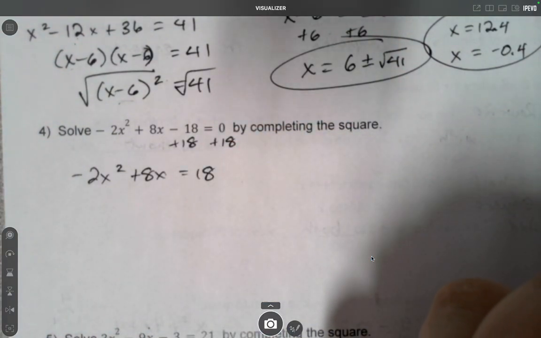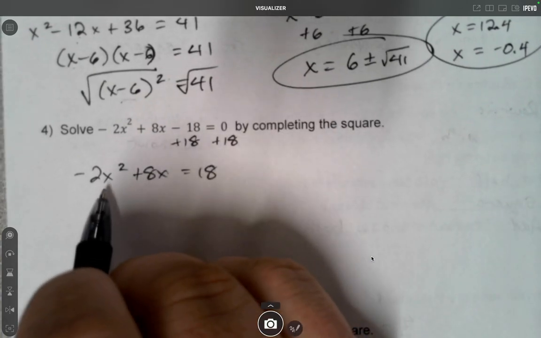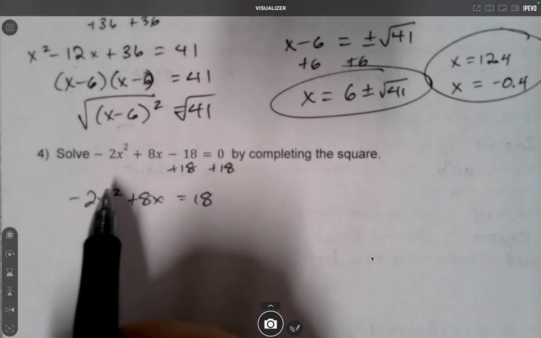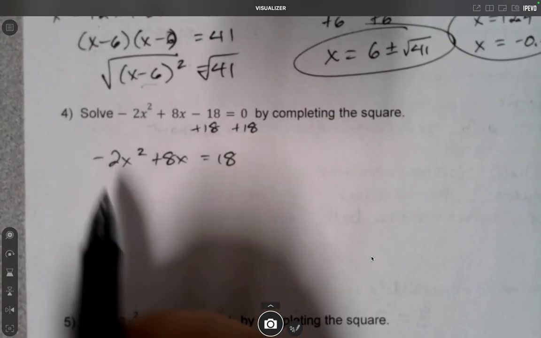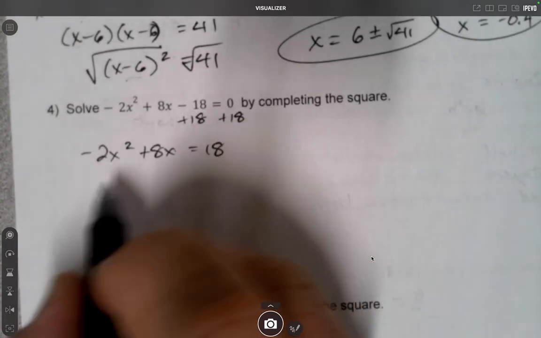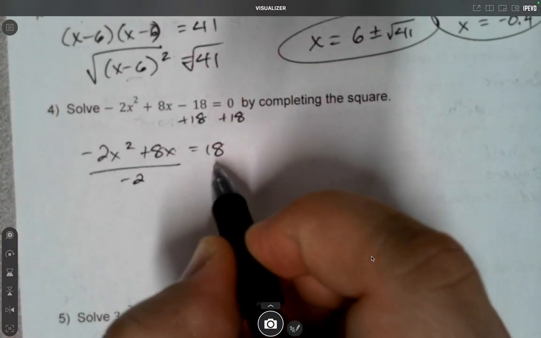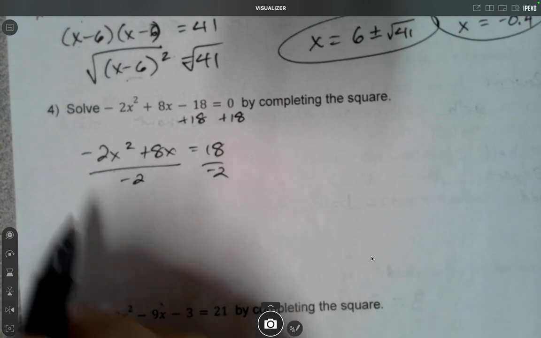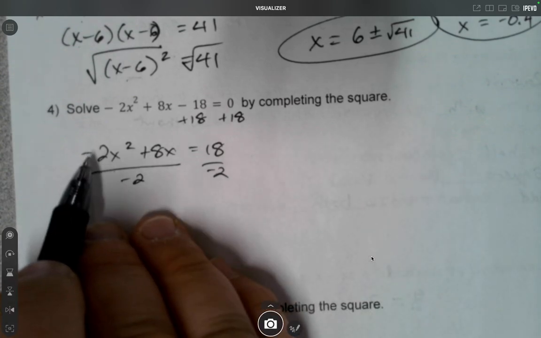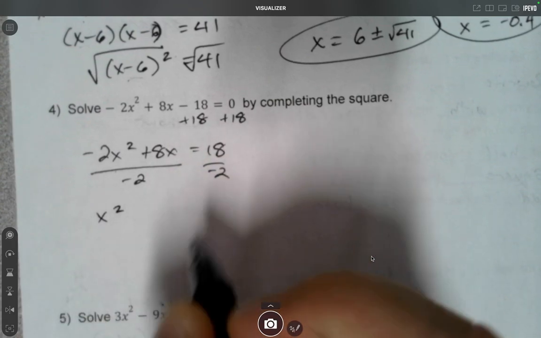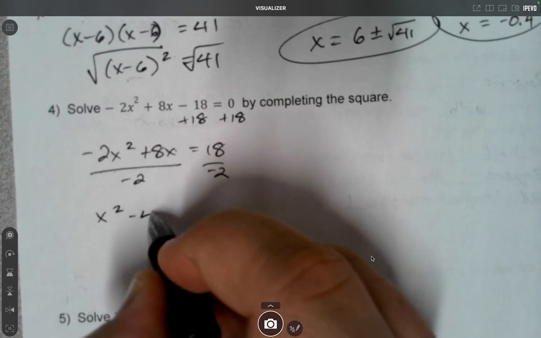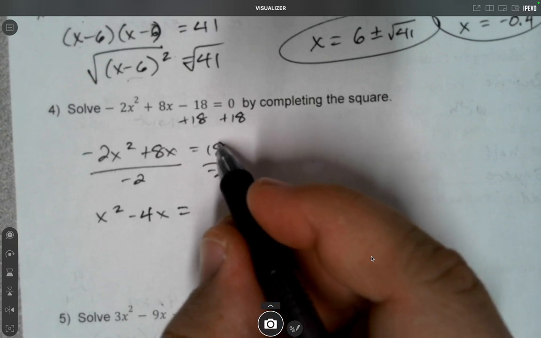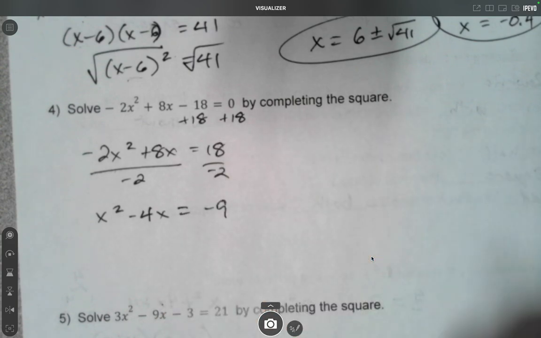One thing I need to add to this is with completing the square, you always want it to be just x squared. So if you have a coefficient in front of x squared, you need to divide everything by that number. So I need to divide everything on both sides by negative 2. So here, negative 2 divided by negative 2 cancels out, leaving me x squared. 8 divided by negative 2 gives me negative 4. And 18 divided by negative 2 gives me negative 9.